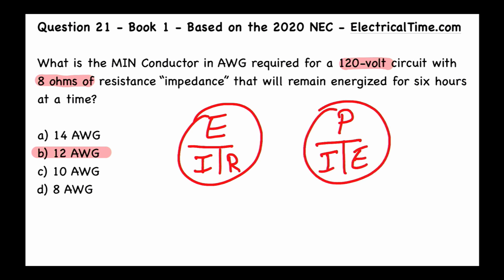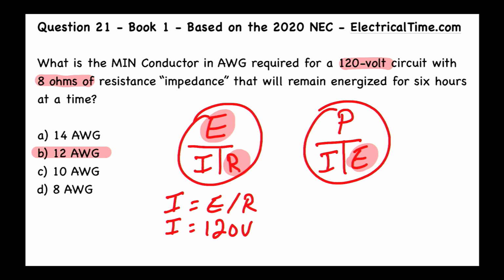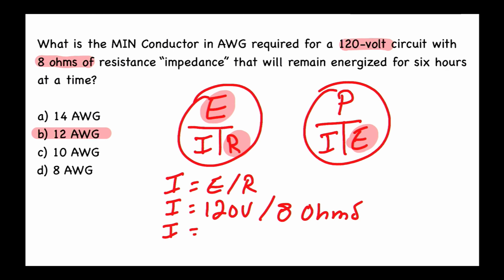So I know what my E is. The E is going to be 120 volts, so I'm going to highlight that over here on both of them. And I know my resistance is 8 ohms, so I'm going to highlight that. So now I can solve for I, which is amps. So I is equal to E divided by R. I is equal to 120 volts divided by 8 ohms, and I is equal to 15 amps.